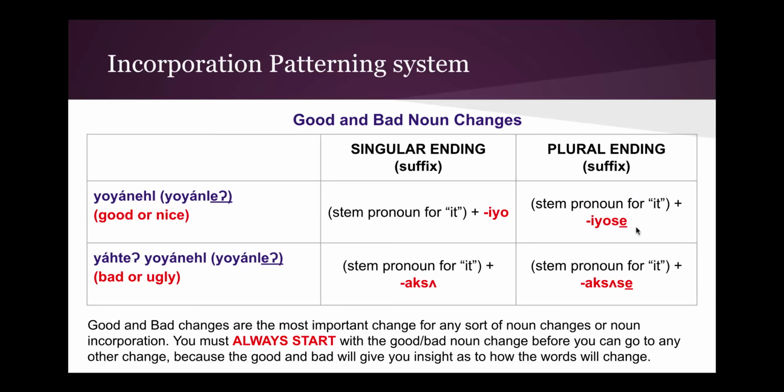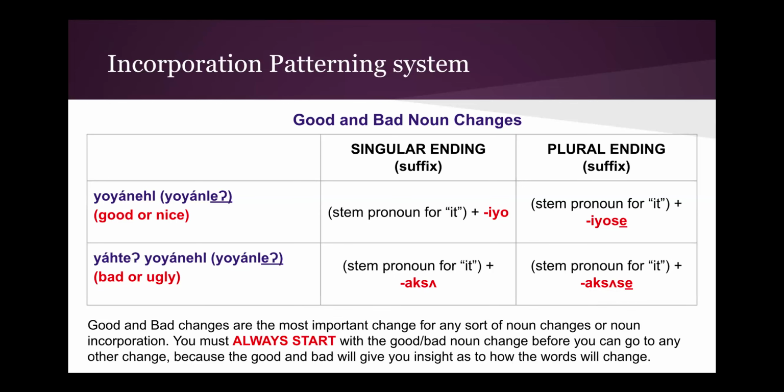And so this is the way that you will pluralize if you have more than one thing that is good. So when you have more than one thing that is good, this hiose is the ending for that word. And when there's more than one thing that's bad, haksons is the sound that the ending has.